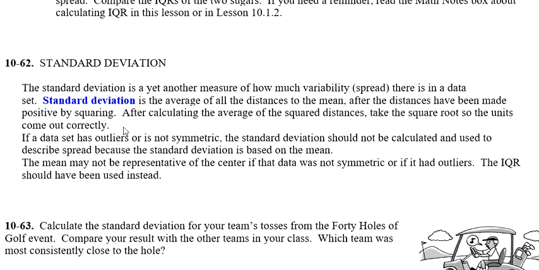And then we're going to talk about standard deviation here. This is a little verbose, so I want to go over this with you. The standard deviation is yet another measure of how much variability, how spread out the data in a set is. Standard deviation is the average of all the distances to the mean, and then, after the distances have been made positive by squaring them. So literally you're finding out how far each individual value is from the mean, then you're squaring those differences. Then you calculate the average of the squared distances, and then you take the square root of that.